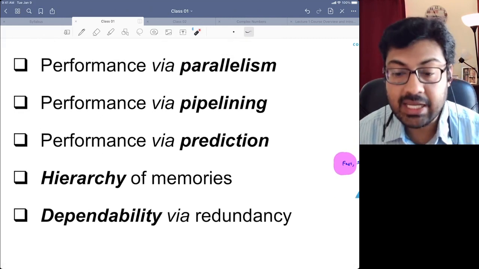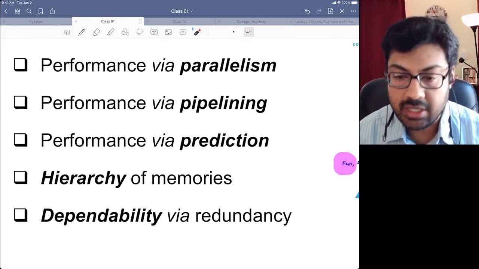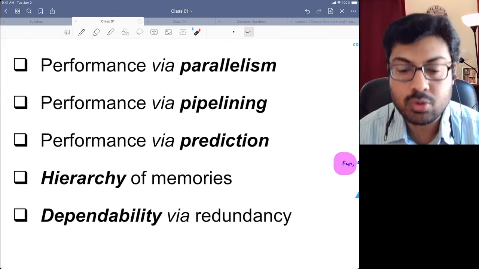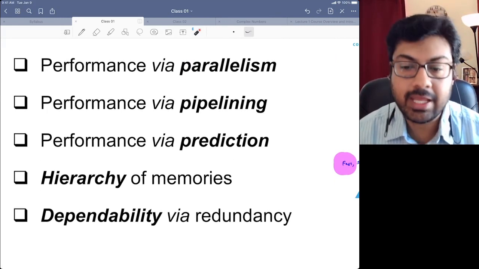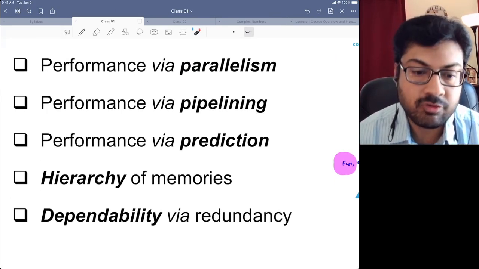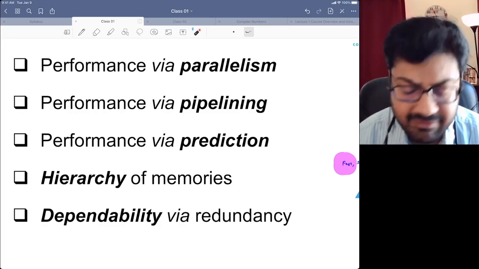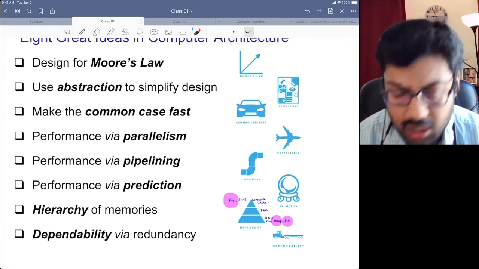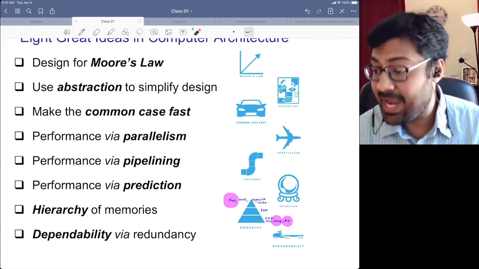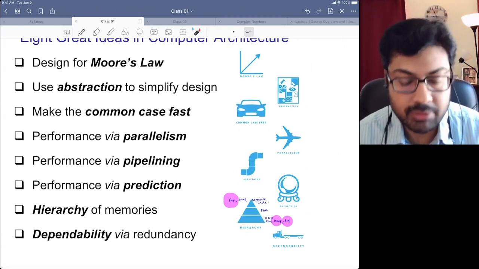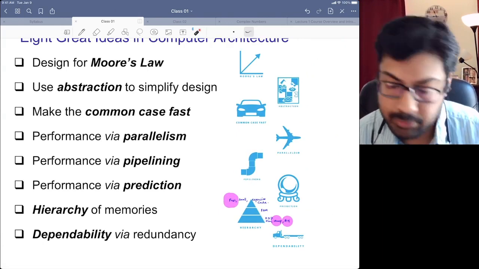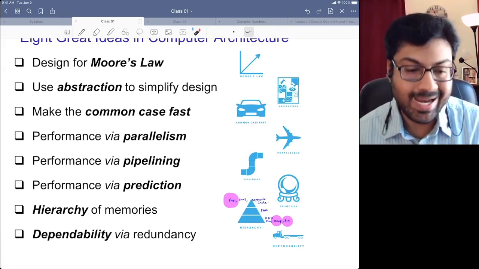The last great idea is dependability via redundancy. So if you want to have something dependable, then one way to do that is to have redundancy built into your system. And we do that even for a lot of things. We do that every day, right? So if you have a primary computer, then you also have a backup computer, or you back up your data.